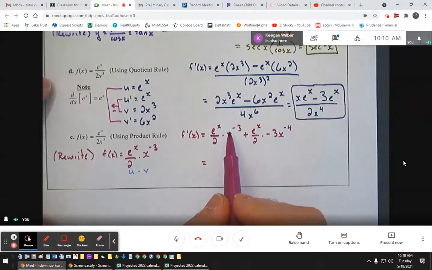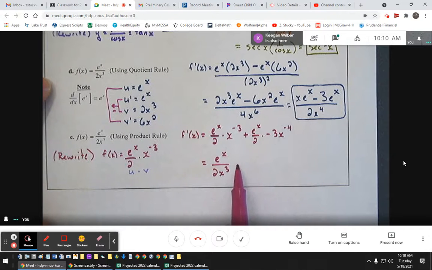Now, my cleanup would just be putting this stuff back together. I would have e to the x over 2x cubed minus, right, because this is going to be a negative, 3e to the x over x to the 4th, 2x to the 4th.